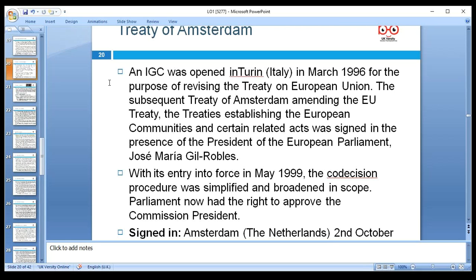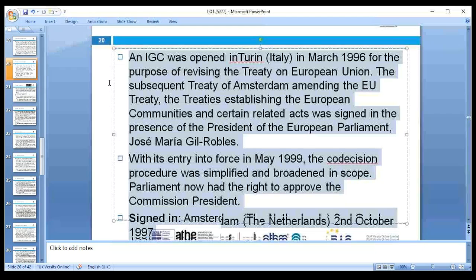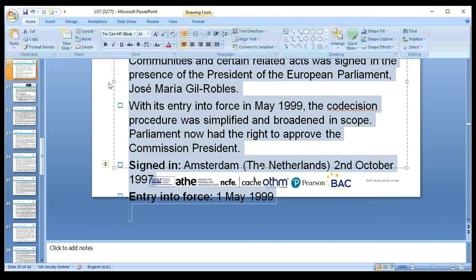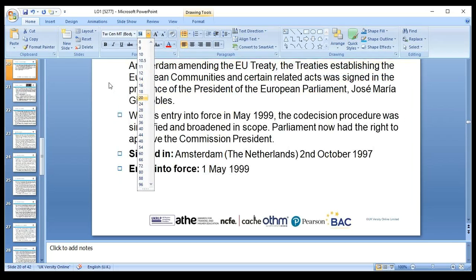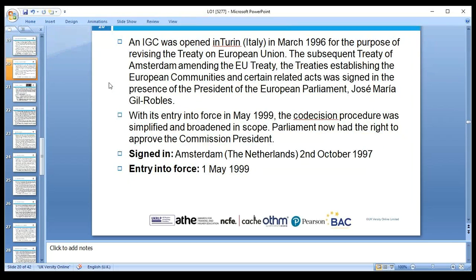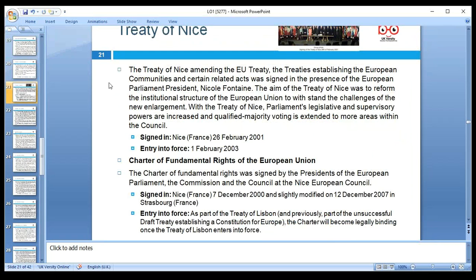1992, and the Treaty of Amsterdam, which is also quite popular, in 1996. The purpose of reviewing the treaty and the European Union, certain related acts were signed in the presence of the President of the European Union Parliament. That was the key message given, and to enhance that, it was signed in Amsterdam. So we need to look around.